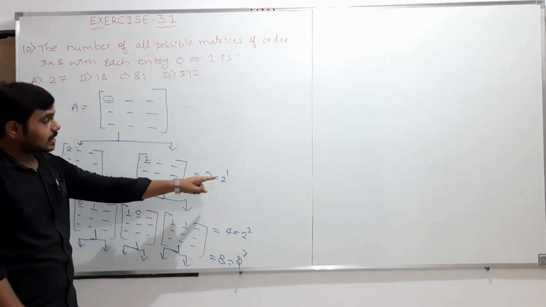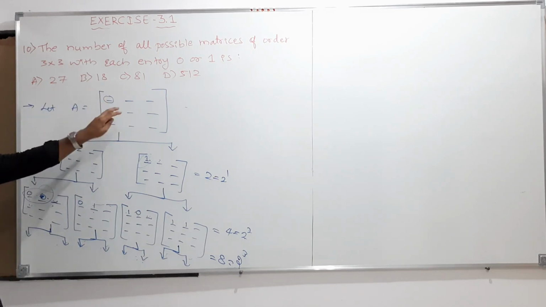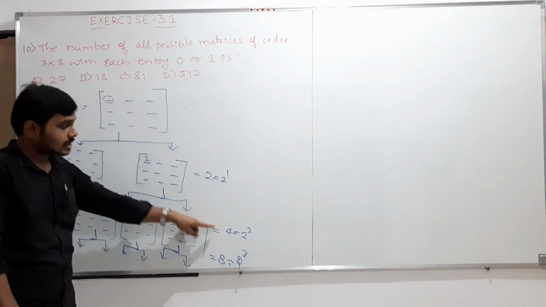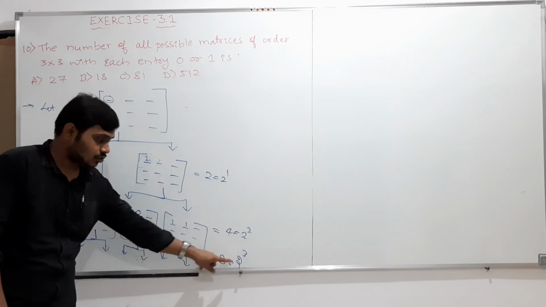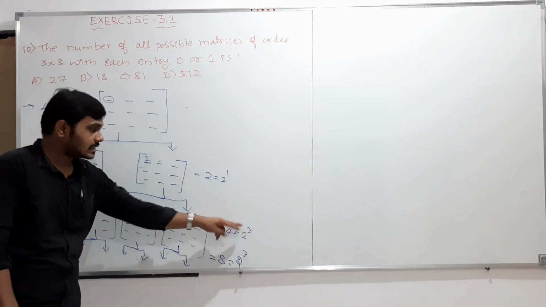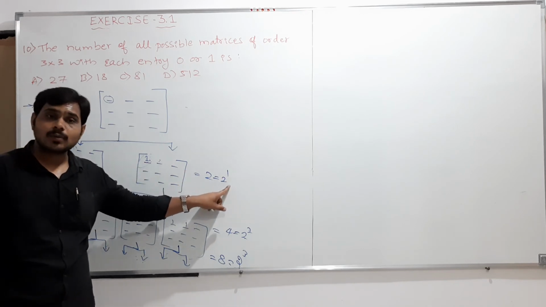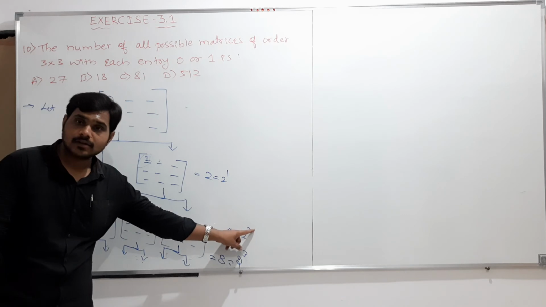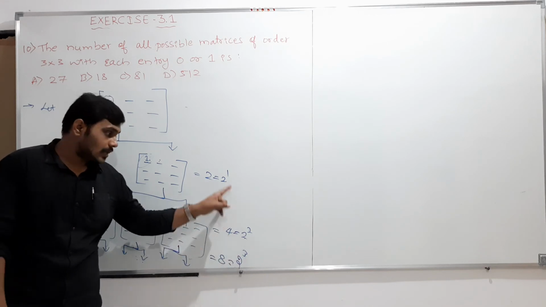So if I take the first element 0 or 1, how many possibilities? Two possibilities. If I change two elements, how many possibilities are there? 4. If I change three elements, 2 to the power 3 I am getting. If I change one element, then I am getting 2 to the power 1. If I change the first two elements, I am getting 2 square possibilities. If I change the first three elements, I am getting 2 to the power 3. So like this, and so on.